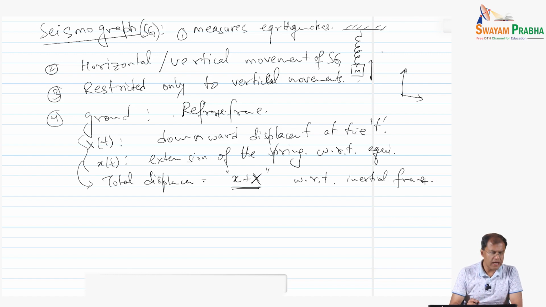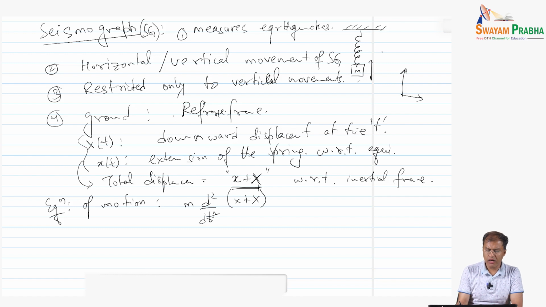Okay. So then in this case, I can quickly write the equation of motion in the vertical movement scenario. We have m times the double derivative with respect to time of x plus capital X, so the total displacement is the equilibrium plus the extension of the spring. This x is the extension, this capital X is the equilibrium. And this is also equal to minus 2 m k dx/dt.